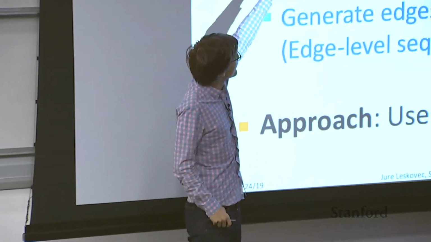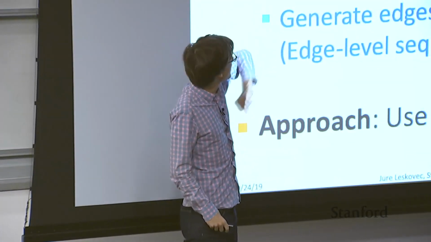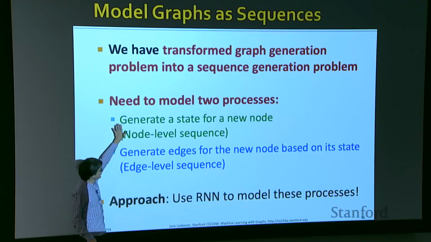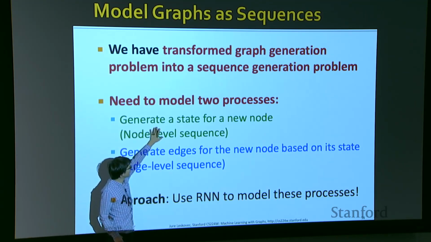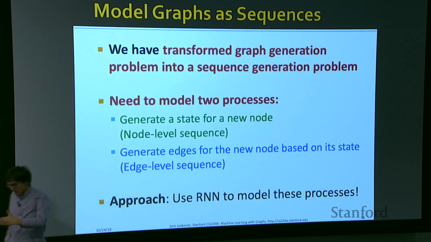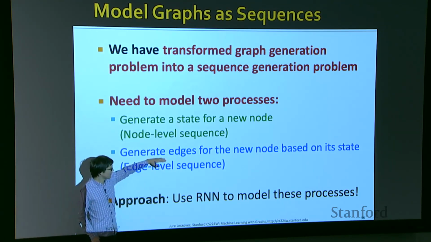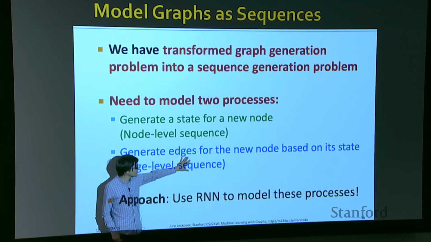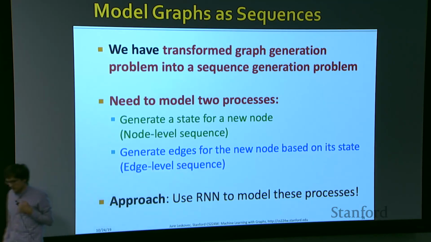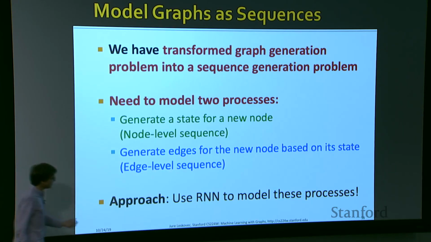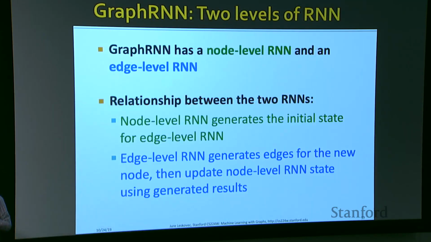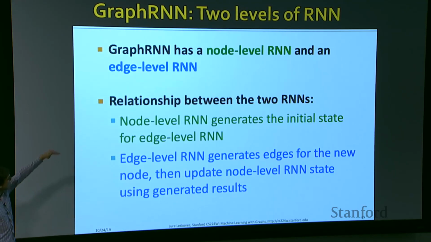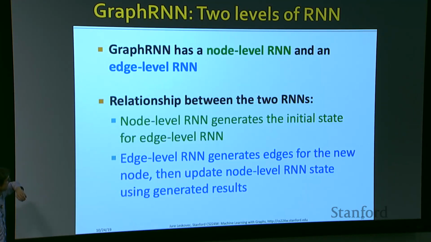Okay. So what have we done so far? We transformed the graph generation problem into a sequence generation problem, and we said we need to model 2 processes. One is the node level, which basically, given what we have generated so far, generates the new node. And then, given the new node, we need to generate edges for this new node, right? And we will use a recurrent neural network to model these processes, okay? So we will have a node level and an edge level RNN.